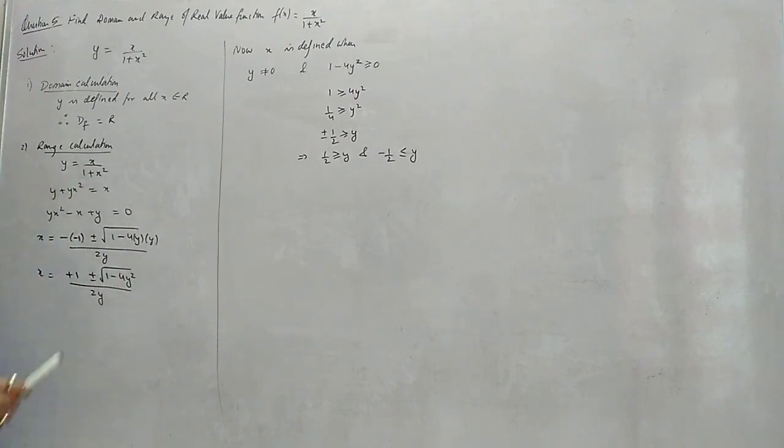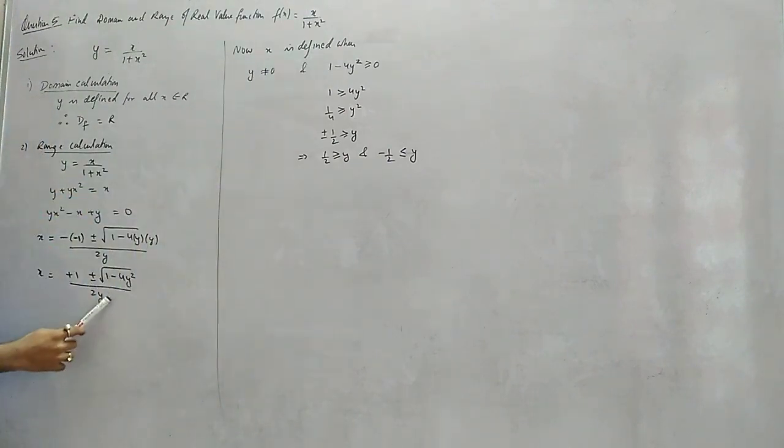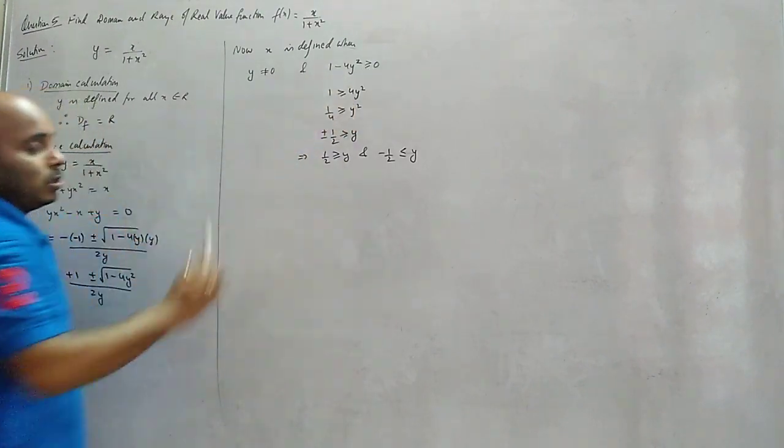In the previous question, number 4, it was something by something, the same thing, but there we didn't have any y. But here now we have y. So something by something. When this will be 0, then it will be undefined. When this root inside part becomes negative, then it is undefined. Therefore, x is defined when y cannot be equal to 0, y cannot be 0, and at the same time, inside part 1 minus 4y square should be greater than or equal to 0.